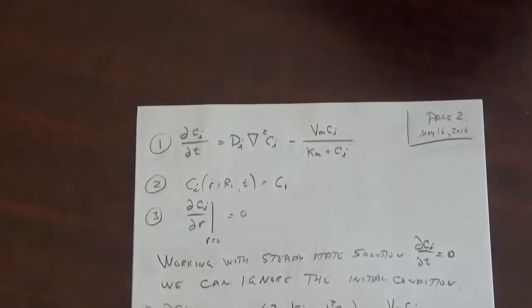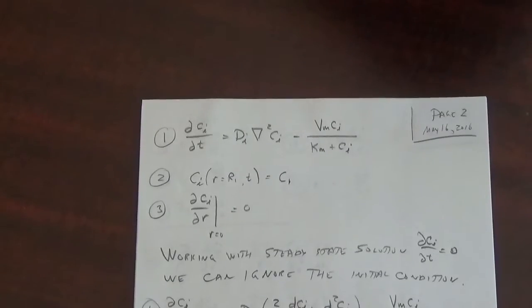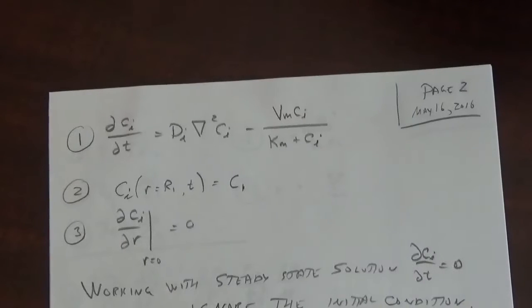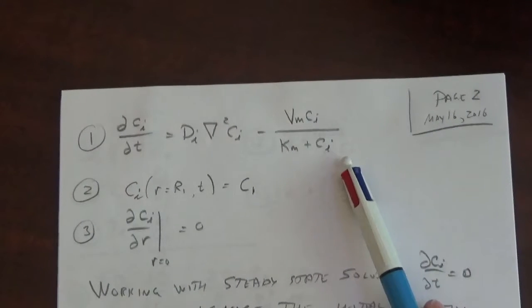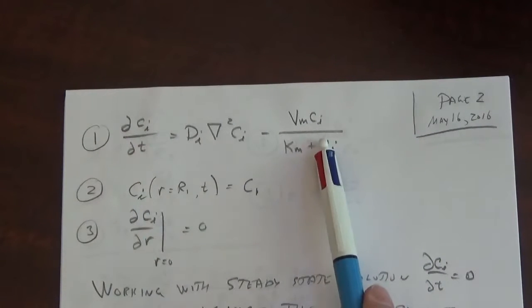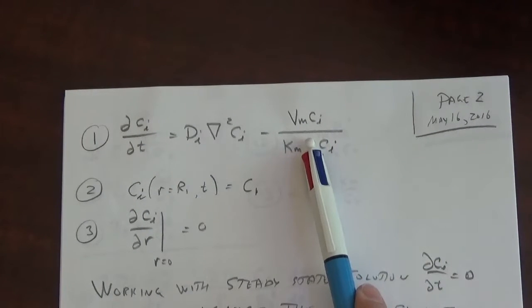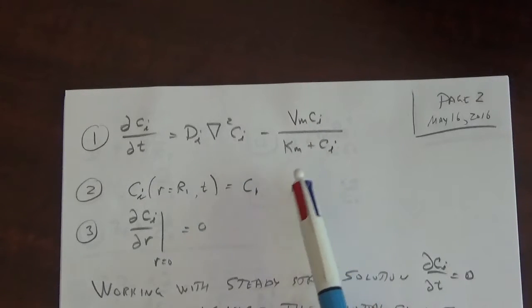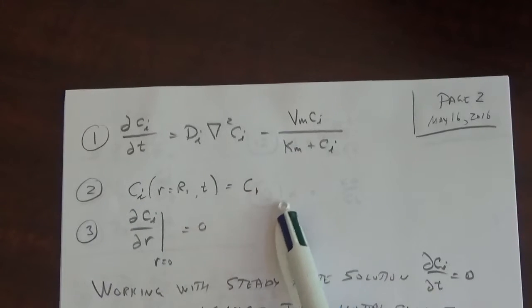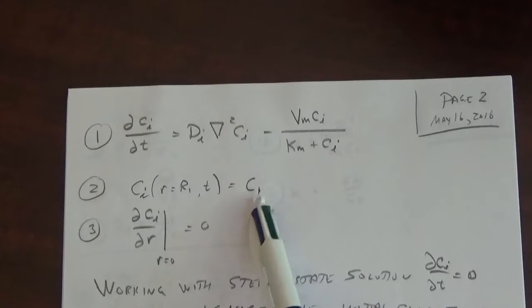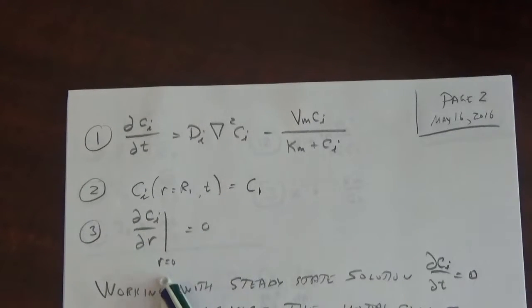Again, we start out with Fick's second law. This is for the interior, and in the interior we have this consumption term, which is the Michaelis-Menten expression with V sub m and K sub m. And then we have our 2 boundaries saying that at R equals R1, we have concentration C1, and then we have that at R equals 0, the slope is 0, because we have no flux to the interior.